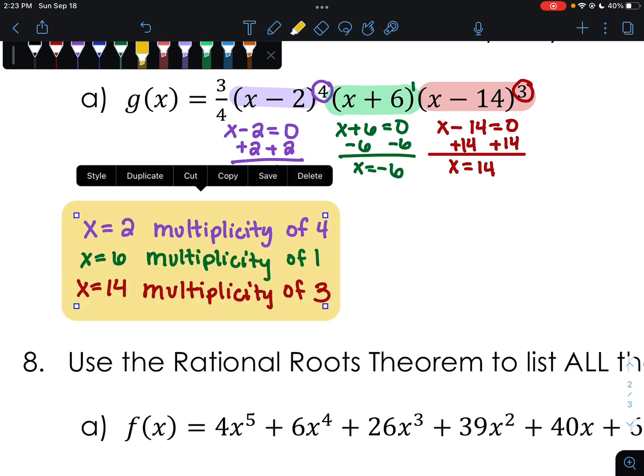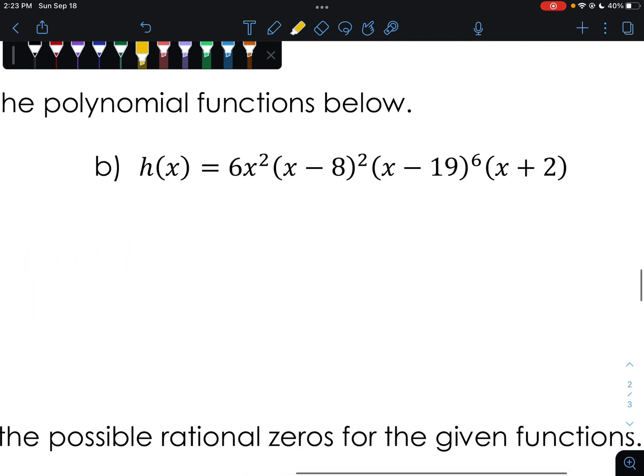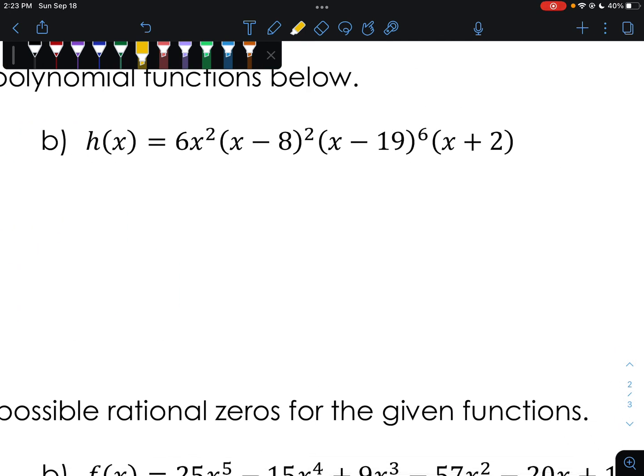Okay, again, you could graph it, find the zeros. You would just have to be able to identify the multiplicity. Okay, next one, we have h of x. So again, each individual piece. So I have this piece, I have this piece, I have this piece, and this piece right here.